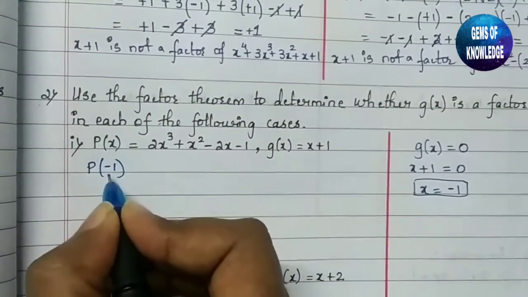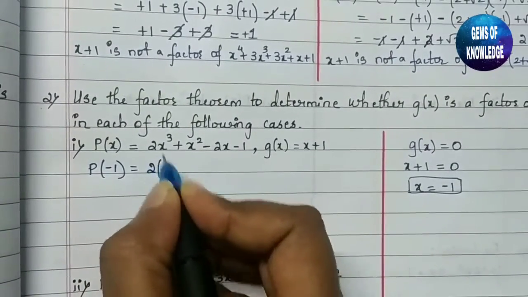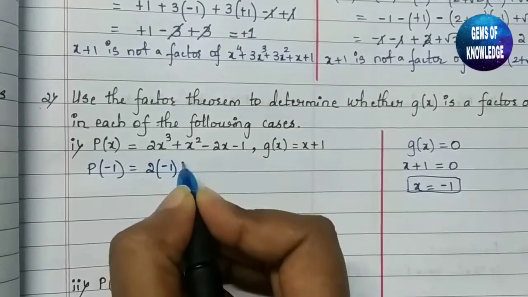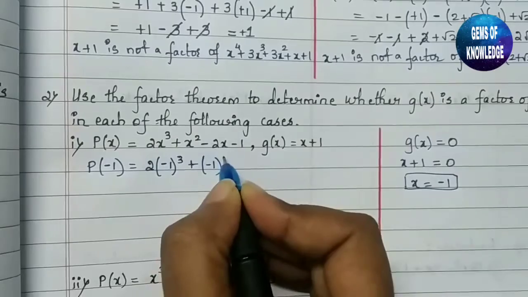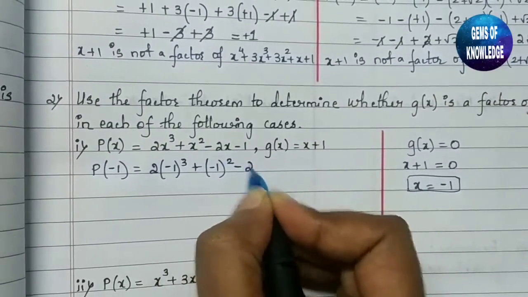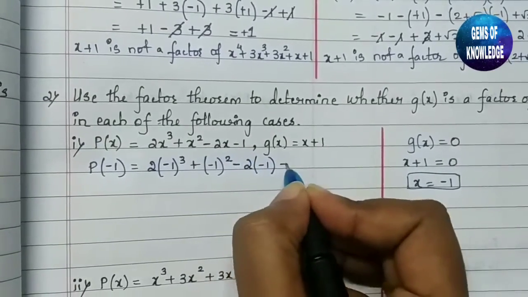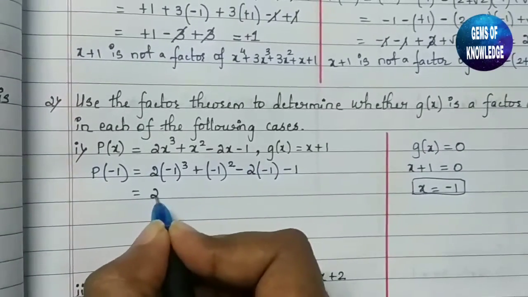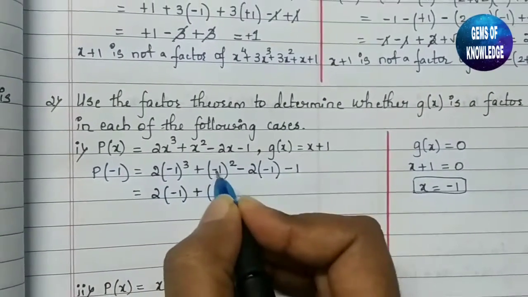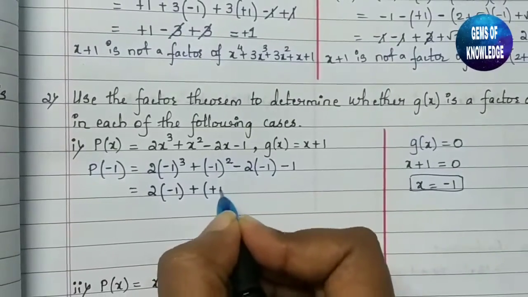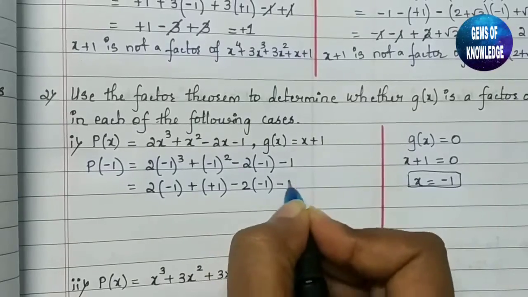into the value of p of x. In place of x we need to write p of minus 1. So let us substitute: 2 as it is, in place of x we are writing minus 1 to the cube, plus in place of x again minus 1 squared as it is, minus 2 into in place of x again minus 1, and this minus 1 will be as it is. So we are getting 2 into minus 1 cubed will be minus 1 itself, plus minus 1 squared will be plus 1, minus 2 will be as it is, and minus 1 will be as it is, minus 1.